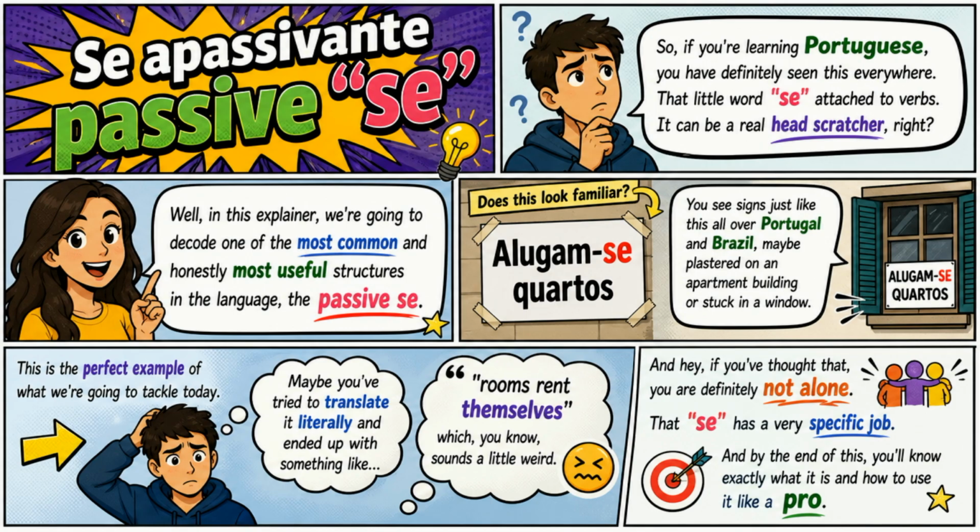"Alugam-se quartos." You see signs just like this all over Portugal and Brazil, maybe plastered on an apartment building or stuck in a window. This is the perfect example of what we're going to tackle today. Maybe you've tried to translate it literally and ended up with something like "rooms rent themselves," which sounds a little weird. And hey, if you've thought that, you are definitely not alone. That "se" has a very specific job, and by the end of this, you'll know exactly what it is and how to use it like a pro.